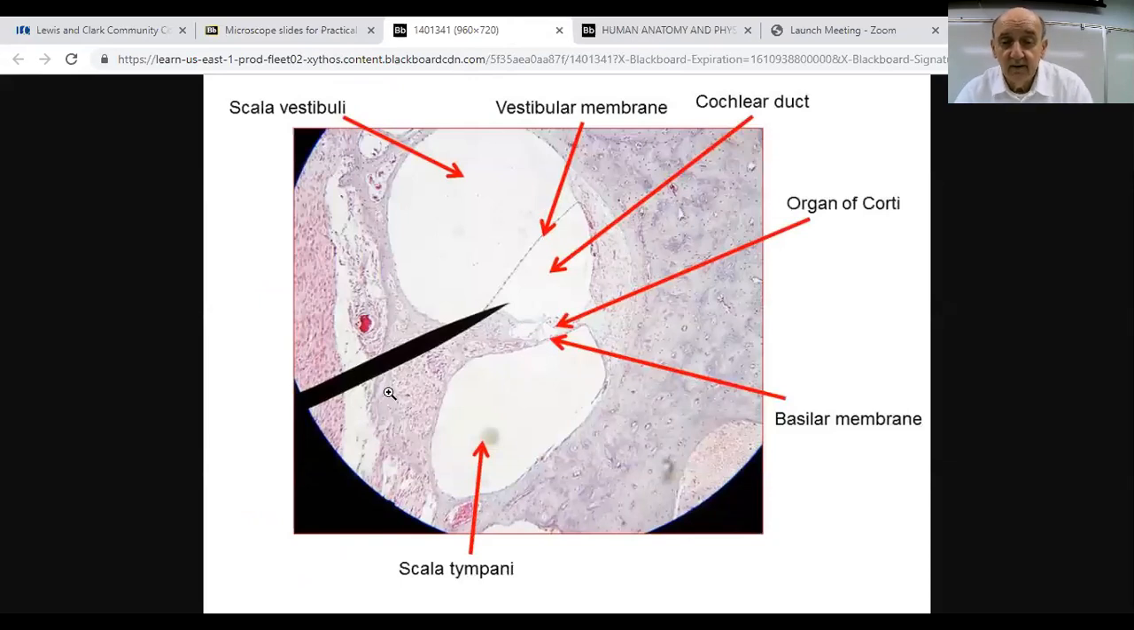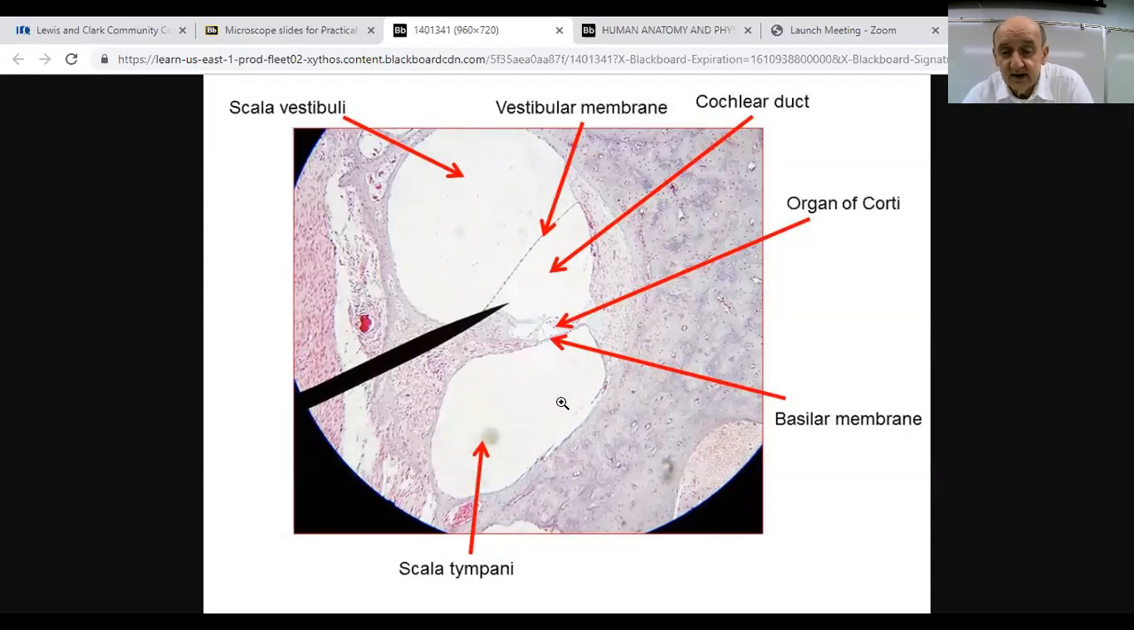So here's the cross section of the cochlea. We have our chambers: scala vestibuli, cochlear duct, and the scala tympani. We have the thin vestibular membrane. You can see how extremely thin this is. We have yet another thin basilar membrane. Here, the organ of Corti, the location of the hair cells, is a little better visible. So what you see in the microscope slide duplicates very nicely with what you saw on the model.